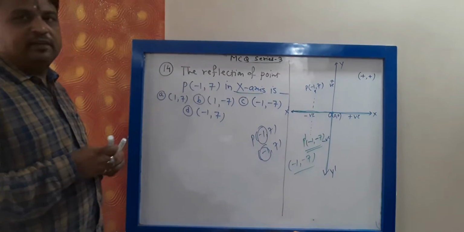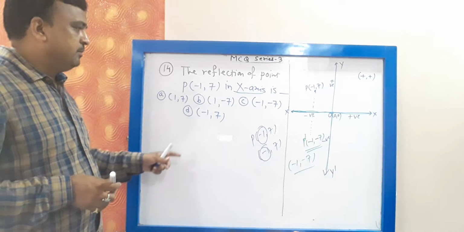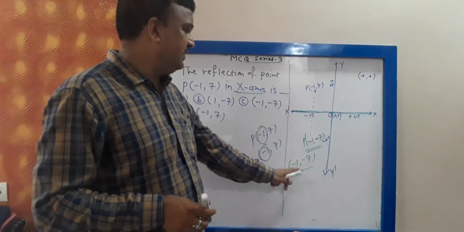Now where is this point minus 1 comma minus 7? Minus 1 comma minus 7 is in the third quadrant.